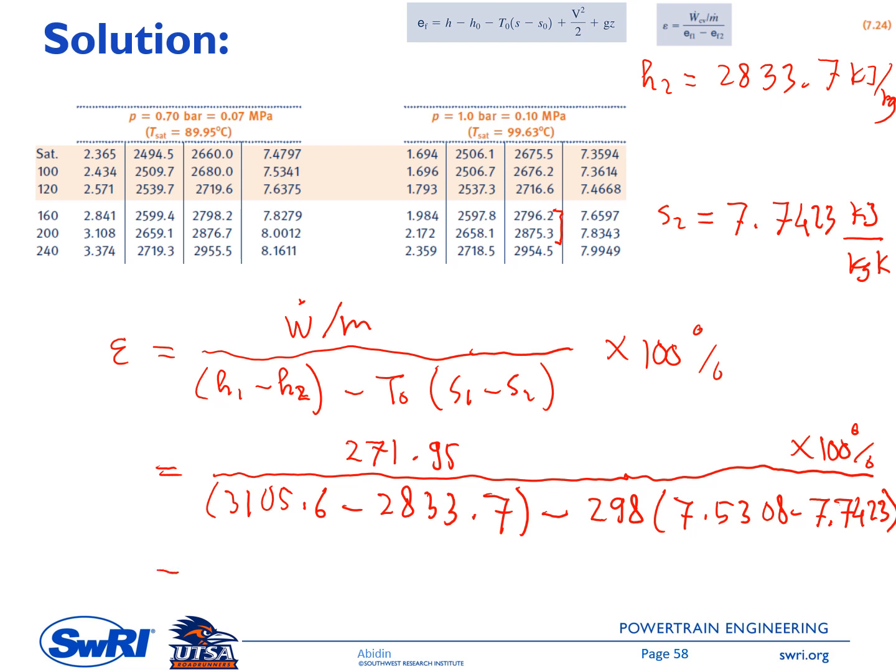If you use Excel to calculate S2, then you already have the number there. Then you can plug the numbers into this equation to get this epsilon. Let me calculate this one. I think you will get 81.2%. So this is an example of calculating the exergetic efficiency of a turbine. You can use the same method to estimate the exergetic efficiency of other components like compressor, pump, and heat exchanger using the appropriate formula.